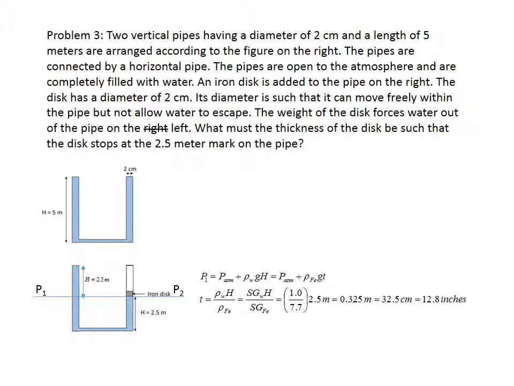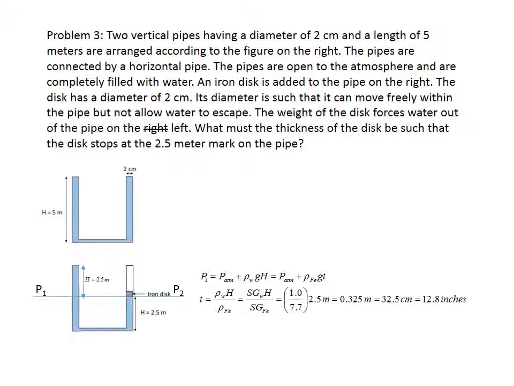P1 is just the atmospheric pressure plus the pressure exerted by the fluid, in this case being water, which will have a density of rho sub water times the gravitational constant g times the height of the fluid above the level that we're looking at. And that will equal the pressure on the right-hand side, which is the atmospheric pressure plus the pressure exerted by the iron disc, which is equal to the density of the iron times g times the thickness. In this problem, we're calling it T.